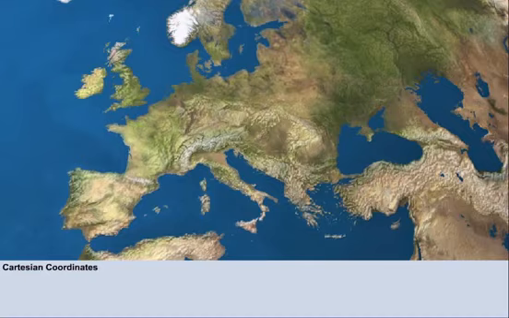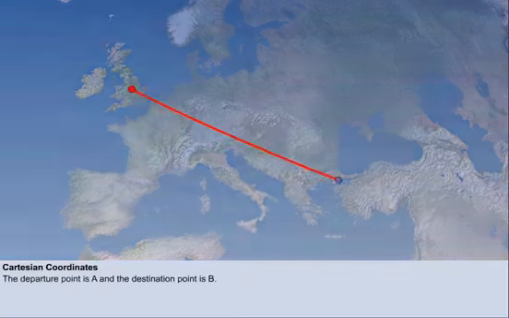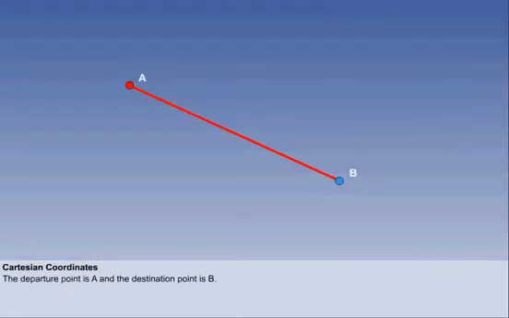The route depicted here can be represented on a flat piece of paper, for example a map, going from the start point to the end point. The start point or departure point we will call A, and the end point or destination we will call B.